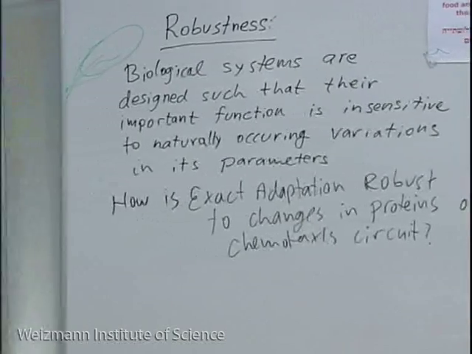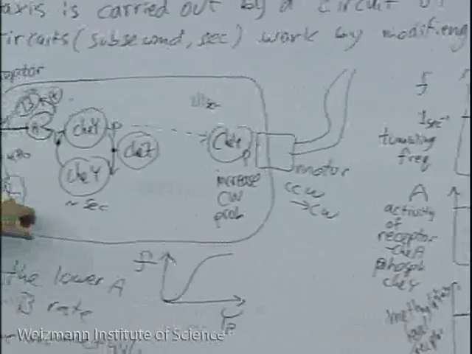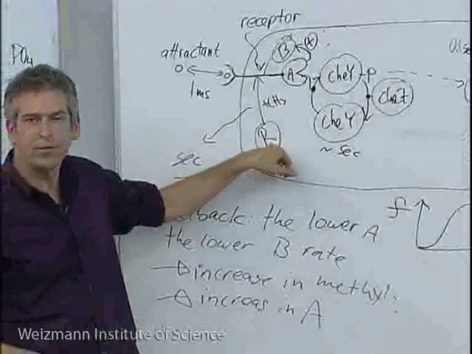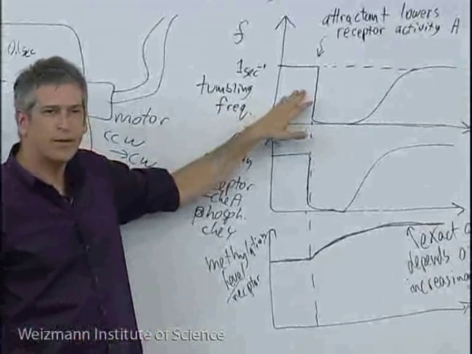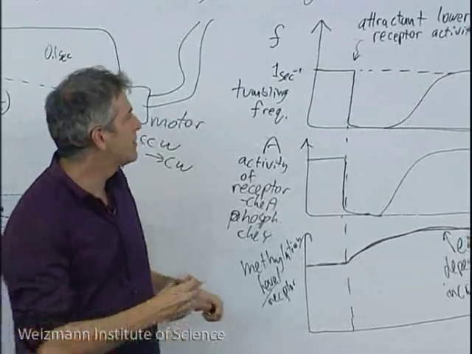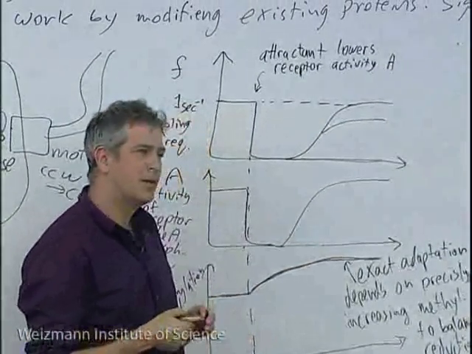And this is an experimentally testable question because you can take cells and by experimental means change the amount of, let's say, CheR that they make, and then do this step experiment and see in these cells what changes and what doesn't change. Is adaptation exact, or do the cells now stop adapting exactly?